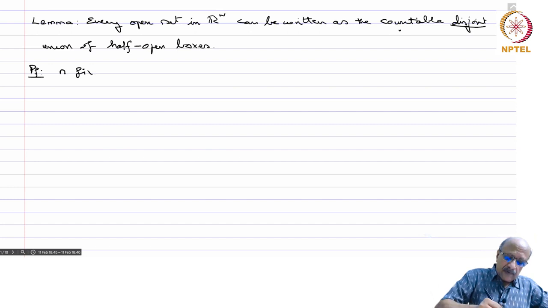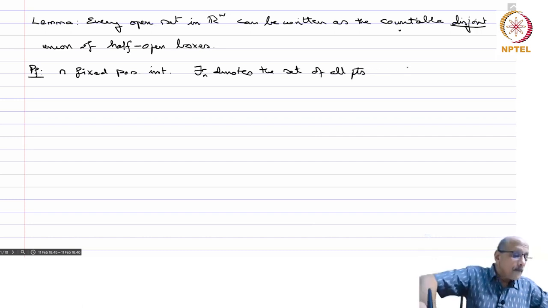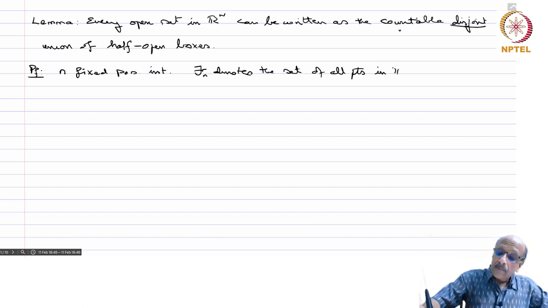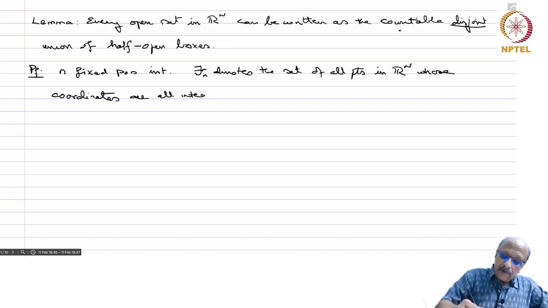n is a fixed positive integer. So let F_n denote the set of all points in R^n whose coordinates are all integral multiples of 2 power minus n.